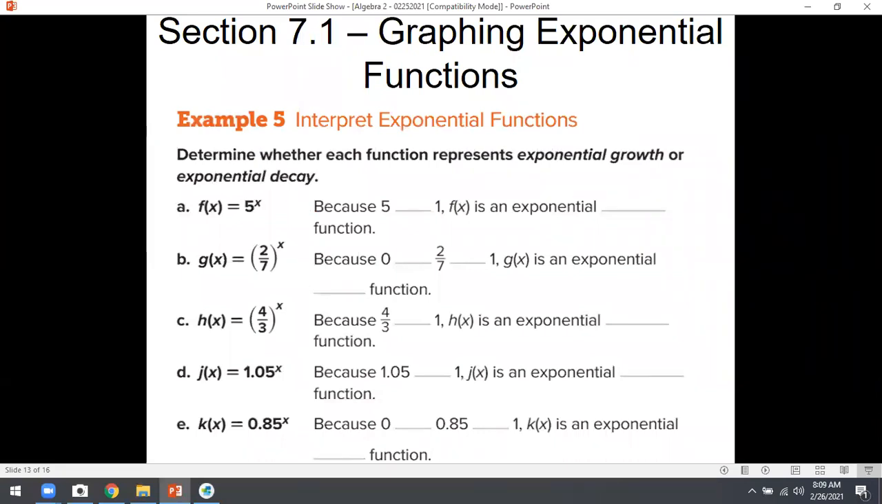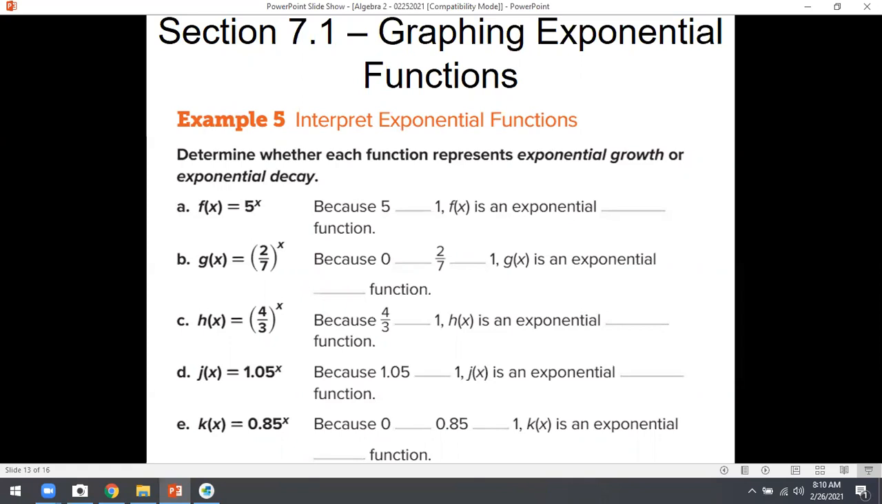Determine whether each function represents exponential growth or decay. Now, multiplying by something more than 1 makes it grow, multiplying by something less than 1 over and over again makes it decay. We're going to talk about that more specifically in a second. But really, you just look at the bases, okay? Part A, the base is 5. Would you agree? That's more than 1. So what's this graph going to do? This one's going to have exponential growth.